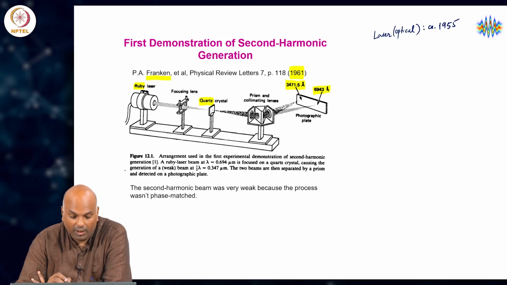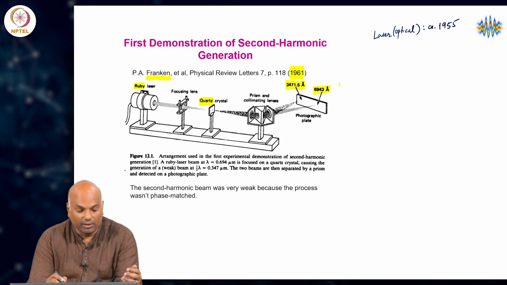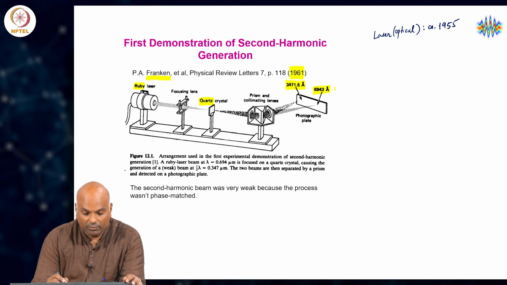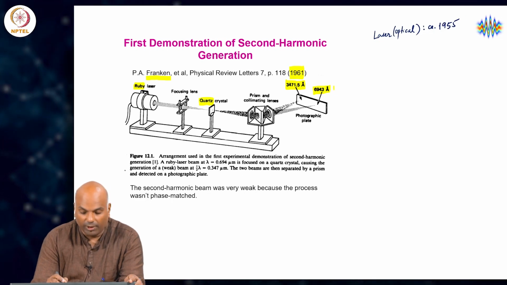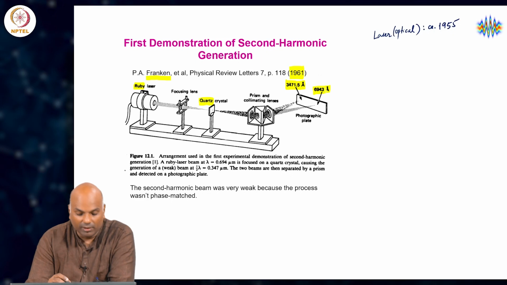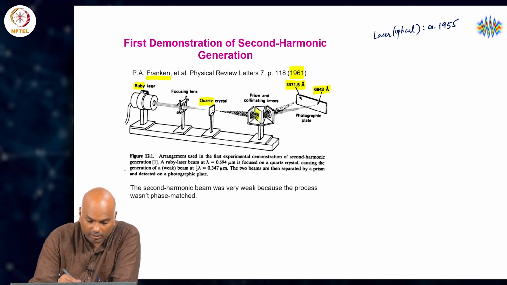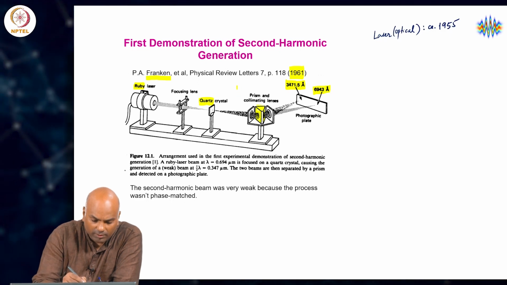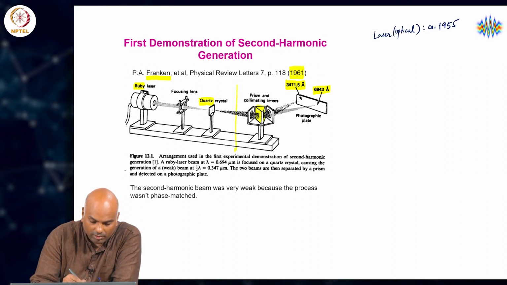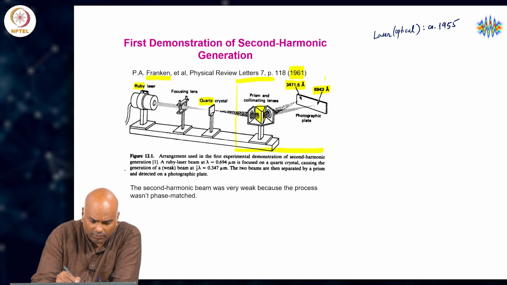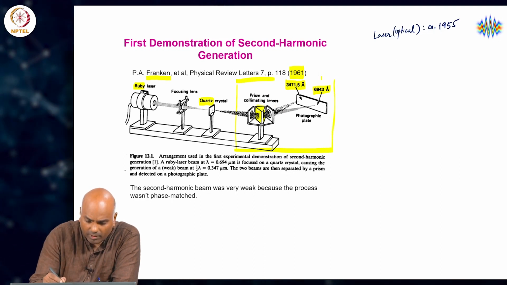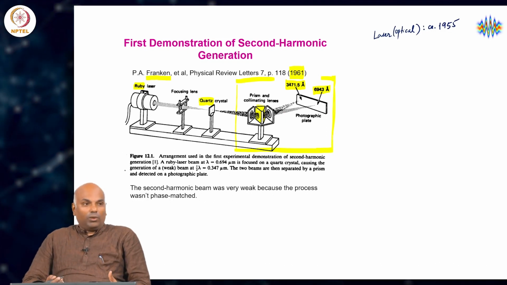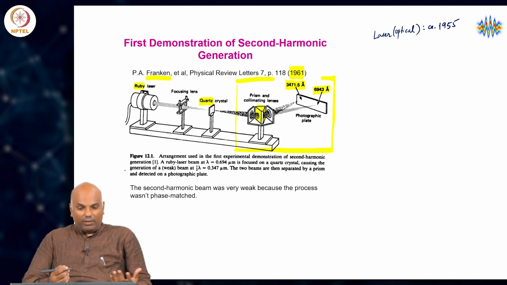So, how did Franken and co-workers determine that they had generated the second harmonic? Okay. They used a simple prism in the experiment to separate these two frequencies, and this part of the experiment is a prism spectrograph, a fairly crude one you might say, but this technology is quite similar even today.